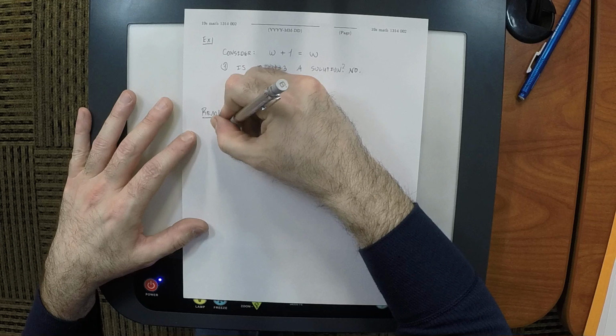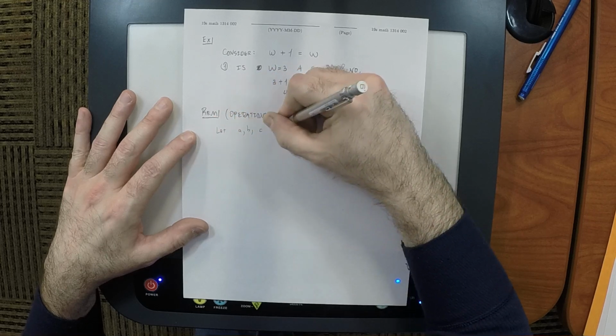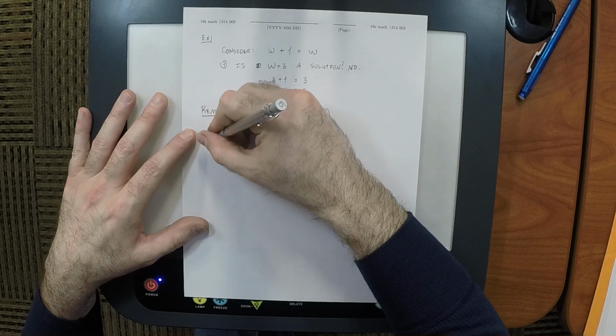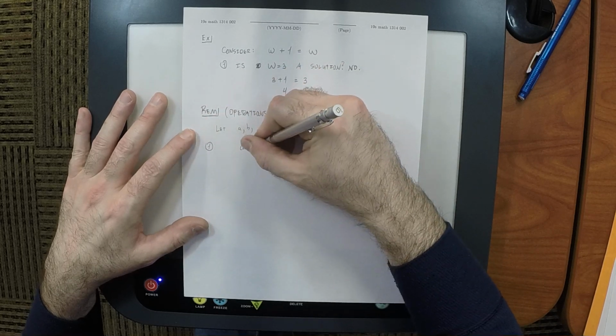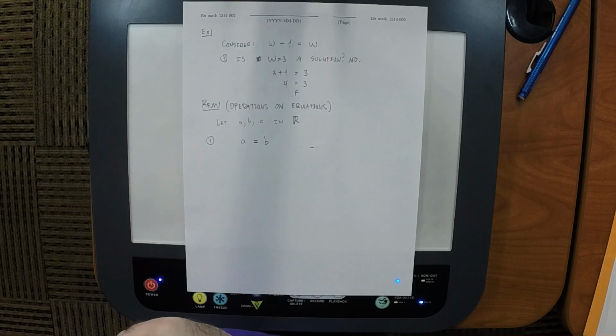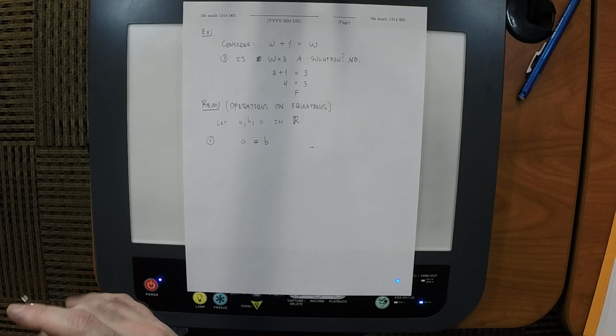So let A, B, and C be in the reals. You can think of this like the game of chess: there are different pieces, and they're only allowed to move in certain ways. The queen can only move in her way, and the knights only in theirs.